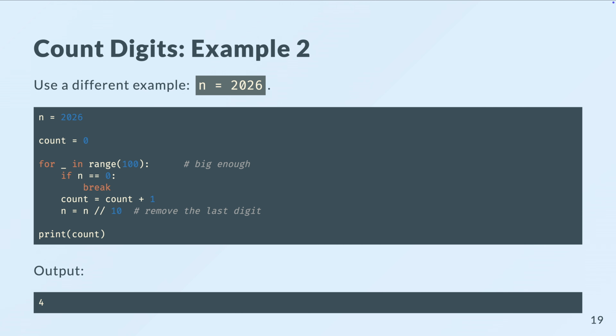Here is the output. Count is 4. 2026 has 4 digits.